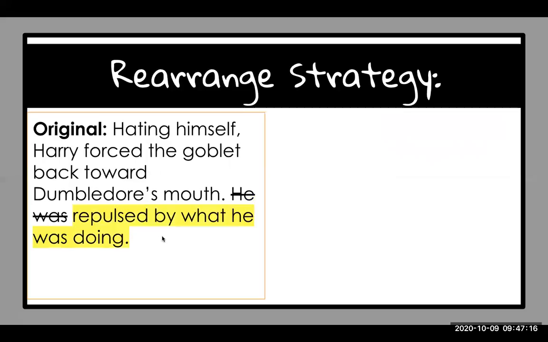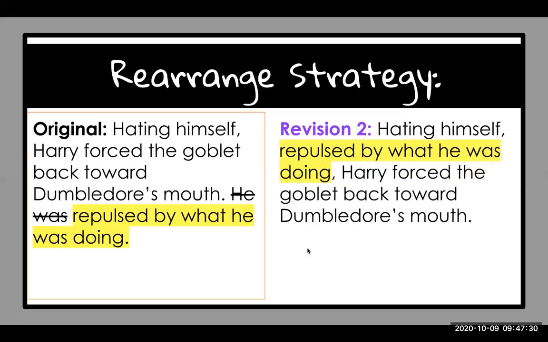I'm also thinking that "he was repulsed by what he was doing" is a little unclear. I need to make sure that my audience also knows that this is referring to Harry. So I'm going to move this part too. "Hating himself, repulsed by what he was doing, Harry forced the goblet back toward Dumbledore's mouth." By moving these groups of words before Harry, I'm making my passage clearer for my reader.